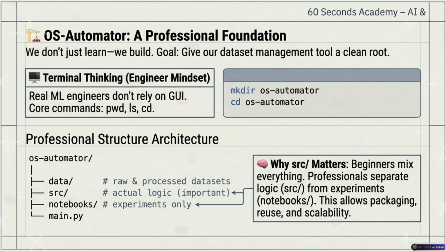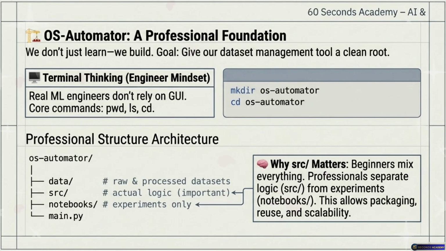Well, mixing everything together is a guaranteed path to technical debt as a project scales. Really? Oh yeah. Beginners use a single folder as a junk drawer. Professionals separate their concerns because of how code moves into the real world. How so? Well, the src folder is particularly critical. Separating your core logic from your scratchpad experimental notebooks allows you to actually package your code. Oh, I see. Yeah, you can reuse it across different parts of the project and scale it for a server deployment later. Your notebooks are just for playing around and visualizing data. Your src folder is the serious, reliable engineering logic that gets deployed to production.